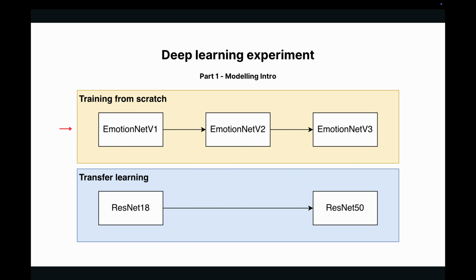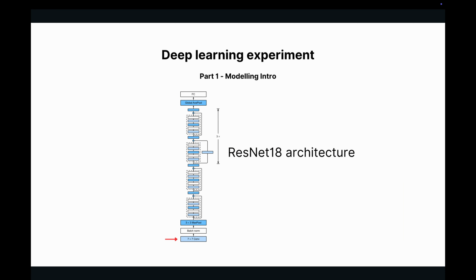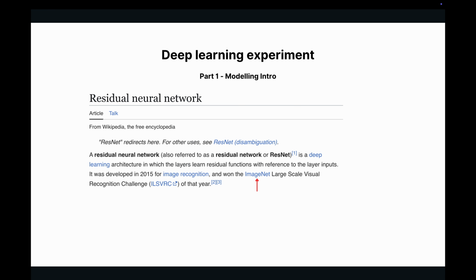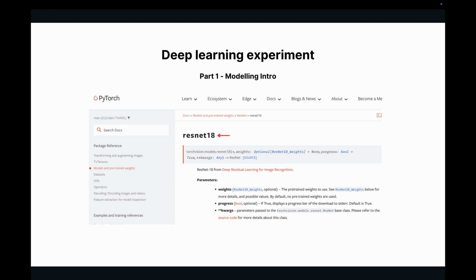First, I will train 3 versions of our custom network, EmotionNet. Then, I will train ResNet 18 followed by ResNet 50. I chose ResNet because their architectures are well regarded in computer vision, known for their strong performance. ResNet models were trained on ImageNet and are easily accessible on PyTorch.